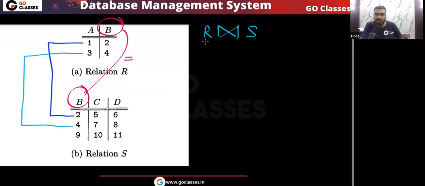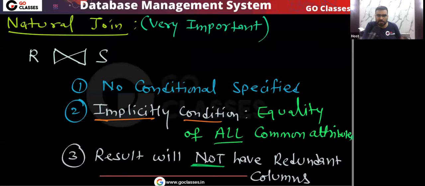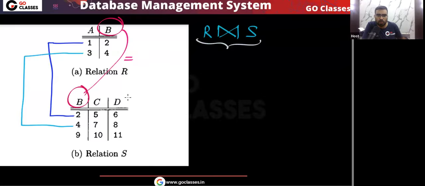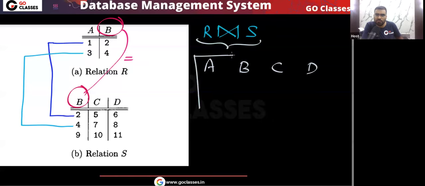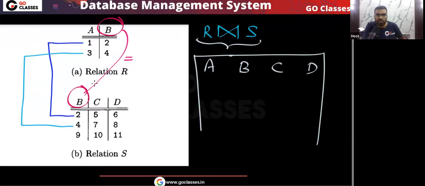So remember, we do not write redundant columns. The result will not have redundant columns. This column B, we will write only one time. So the schema will be A, B, C, D. We don't write B two times. Only one copy is taken in the output.